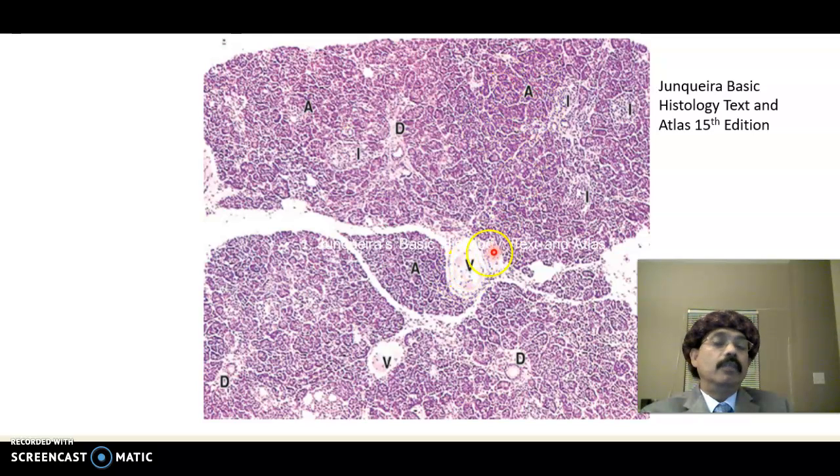We have some interlobular ducts, connective tissue septum, and we are getting the vein here. This is the sinus. This is the duct here. Duct, vein, the sinus, and we must also give emphasis that the light stain or pale stain area is the islets of Langerhans. It is usually and almost always bigger than one acinus.